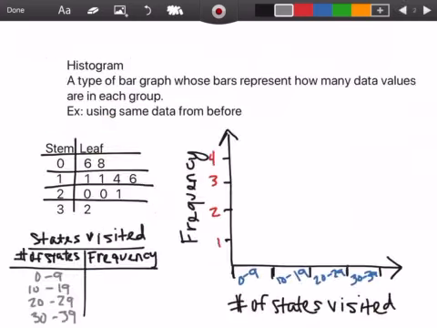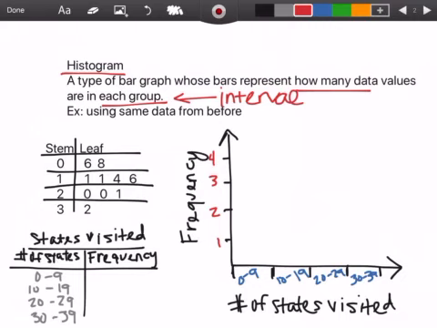All right. Next we have the histogram. A histogram is a type of bar graph whose bars represent how many data values are in each group. Another word for group is intervals. So I'm using the same data as before. I already have my stem and leaf plot.